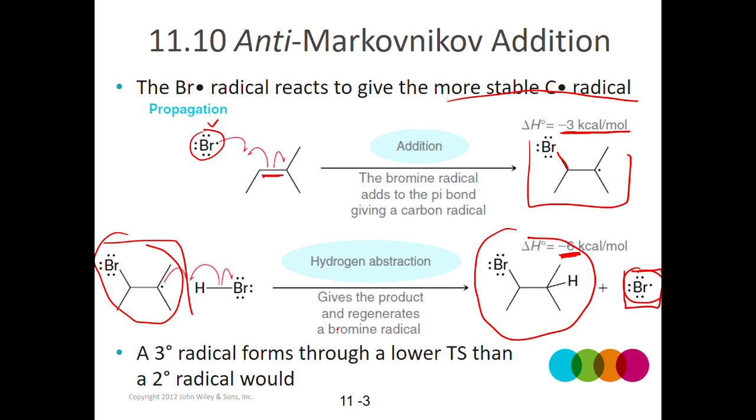When a radical forms, it's much more likely for a bromine radical, once it forms, to react with a pi bond, because that is a reactant, and I've got a lot of that in solution. So there's much more likely collision to occur.